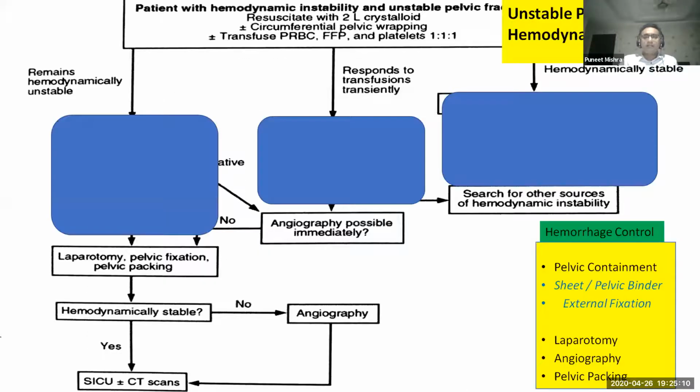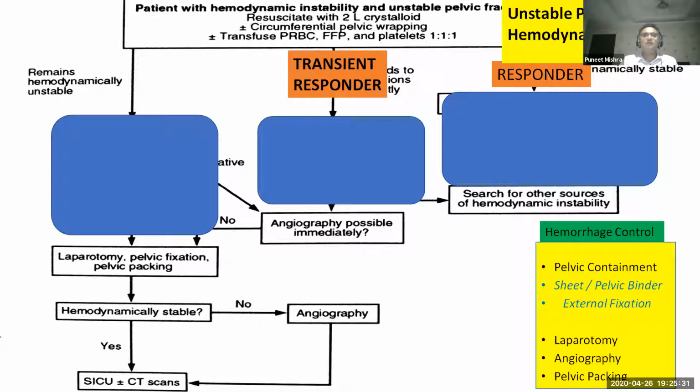So if we look at the algorithm where we are, we have to stop the hemorrhage, and the hemorrhage control revolves around pelvic containment, laparotomy, angiography, and pelvic packing, depending on what the patient's presentation is and what the findings are. So if a patient has an unstable pelvic fracture with persistent hemodynamic instability despite initial resuscitation, so he is not a responder. So he's likely to be either a transient responder or a non-responder.